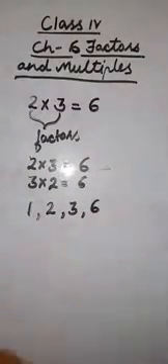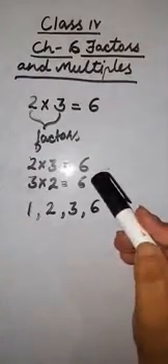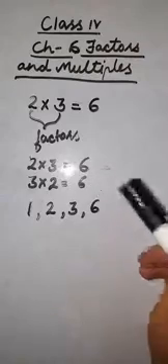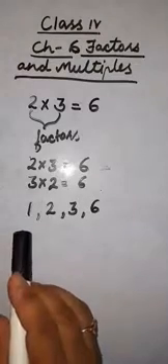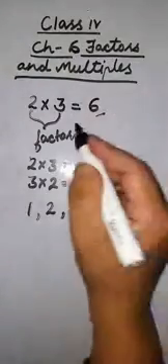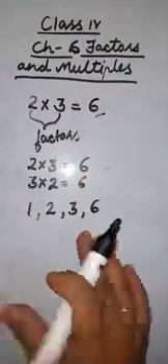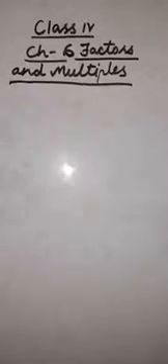divide this number completely. It means that these numbers can exactly divide 6, right? Because 6 comes in the table of all of these, like 1, 2, 3 and 6. So factors are the numbers you multiply to get another number. So these numbers are the factors of 6. Alright, children? So let's take two examples of factors.